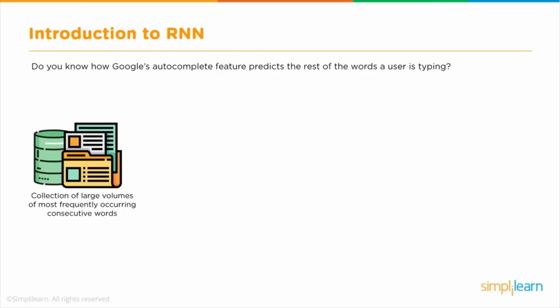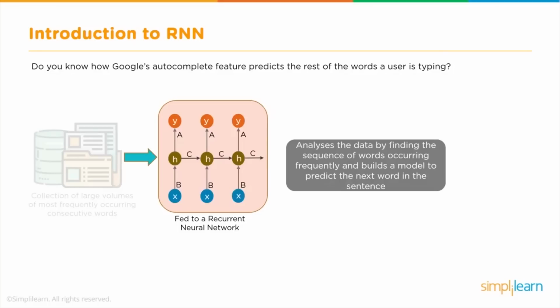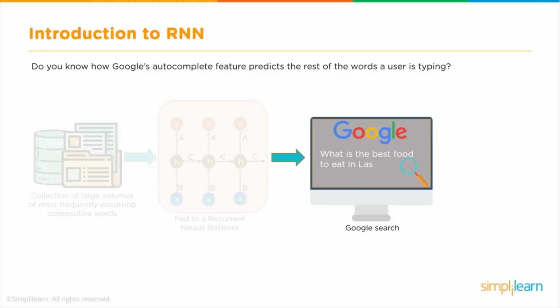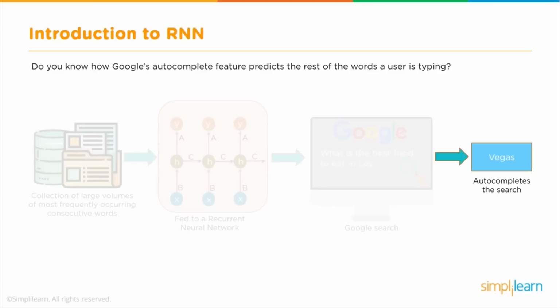Well, first there's a collection of large volumes of most frequently occurring consecutive words. This is fed into a recurrent neural network. It analyzes the data by finding the sequence of words occurring frequently and builds a model to predict the next word in the sentence. And then Google, what is the best food to eat in Las, I'm guessing you're going to say Las Mexico. No, it's going to be Las Vegas. So the Google search will take a look at that and say, hey, the most common autocomplete is going to be Vegas in there. And usually it gives you 3 or 4 different choices. So it's a very powerful tool.